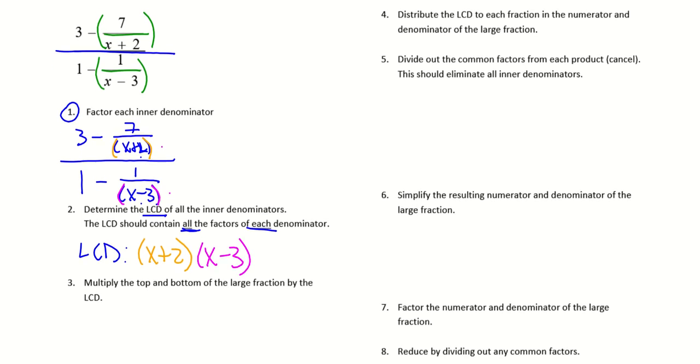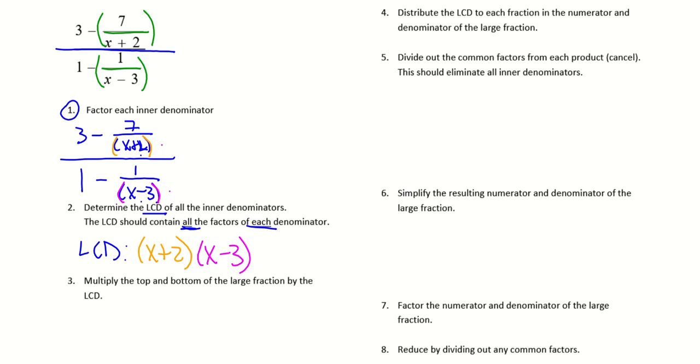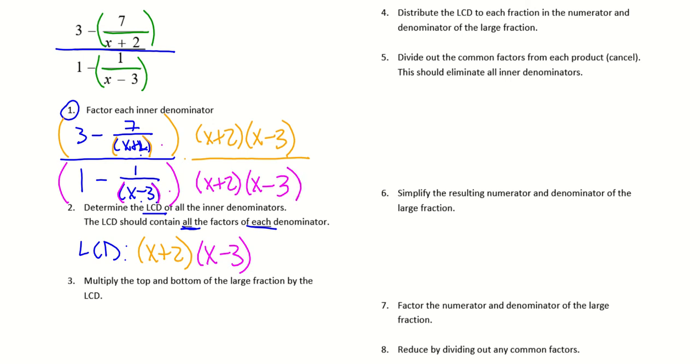Okay, now we are going to multiply top and bottom of the large fraction by the LCD. So I'm going to take this numerator and multiply the top of the big fraction by what I determined to be my LCD. So I'm going to multiply it by x plus 2 and by x minus 3. And then I'm going to take the bottom of my big fraction, and I am also going to multiply that by x plus 2 and x minus 3. So in effect, in multiplying by this second fraction, I am multiplying by 1.